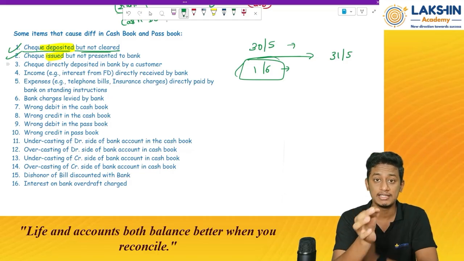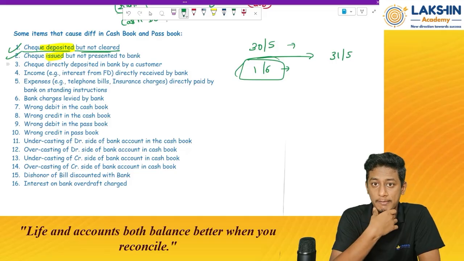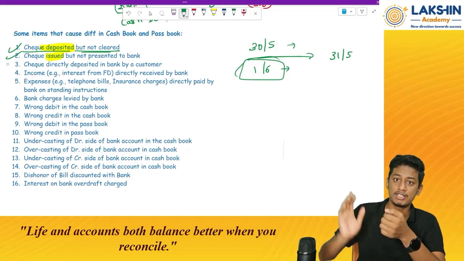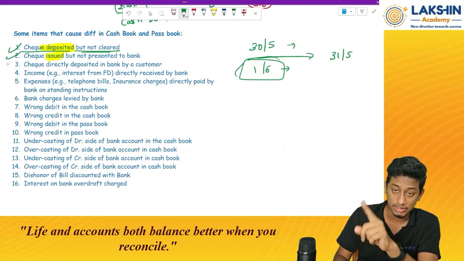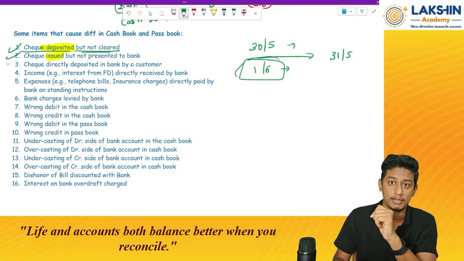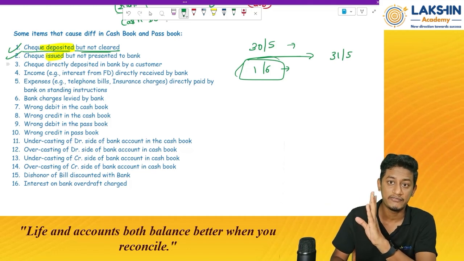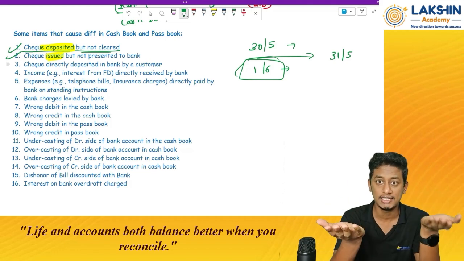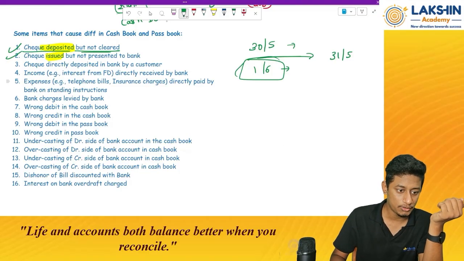So basically that means, let's say I was supposed to make a payment to the supplier. In that case, what do I do? I write a check and give it to the supplier. Now the check is with whom? The check is with the supplier. Now it's on the supplier to get it cleared from his bank, right? It might take 2 or 3 days. Because of this, again, there will be a difference in the cash book balance and the passbook balance. Okay. Then going ahead.